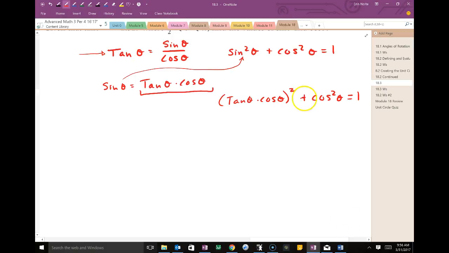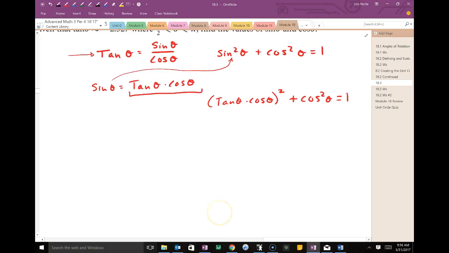Why do we have to keep writing theta? Theta is like the x. It's a variable that's identifying an angle. So you can't just get rid of an x in the equation. It still is a variable. If we don't have it, then we have a number technically instead of an equation.